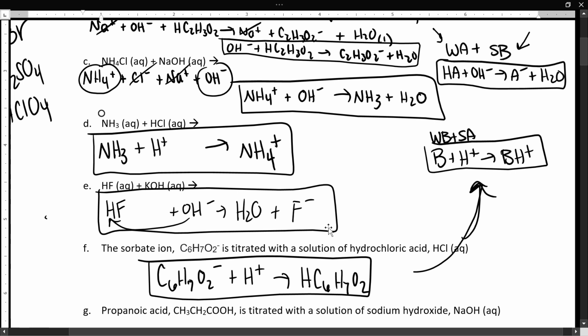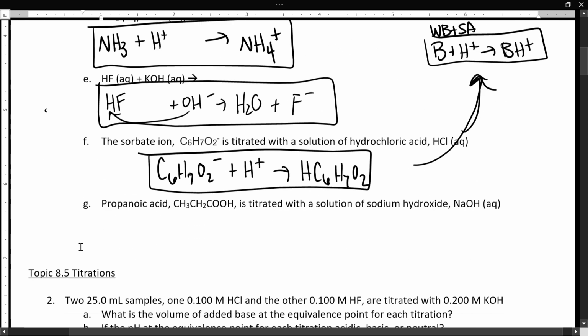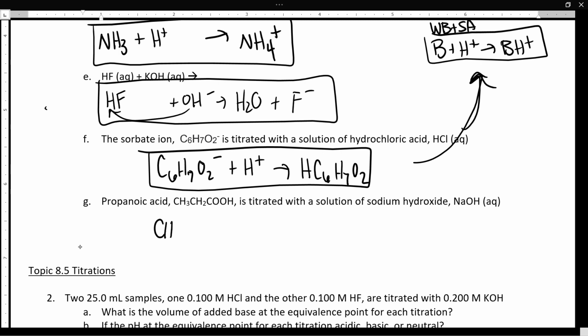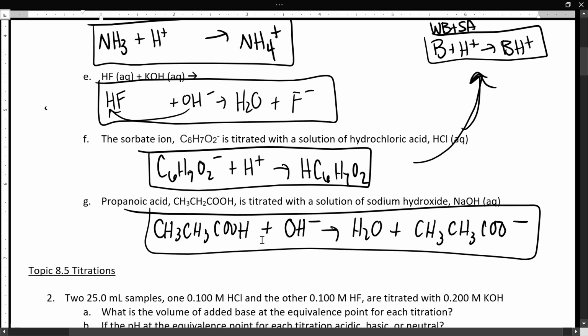And then let's look at one more, propanoic acid. It's not one of our 6 strong acids, so therefore it must be a weak acid. CH3CH2COOH. It's titrated with sodium hydroxide, so you've got a strong base here, and it's going to form water plus... You might be wondering, how should I write this compound? Typically we rewrite it this way. The key thing is this should lose a hydrogen, and then it should have a negative charge.